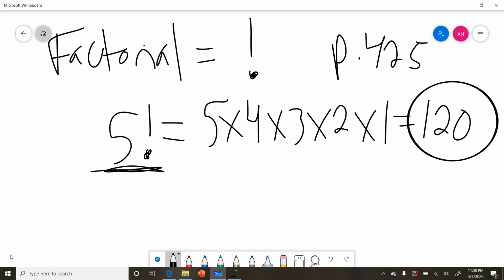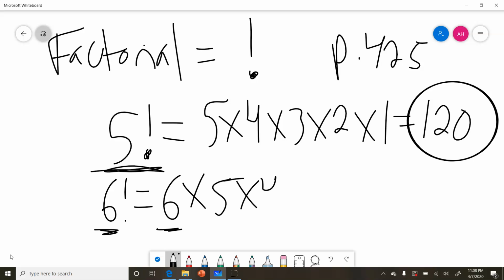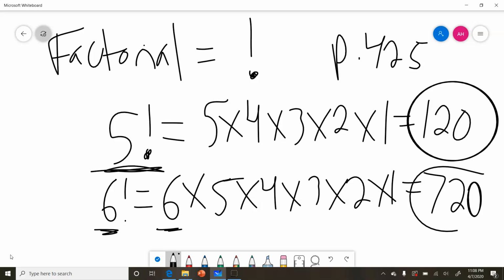Okay, if you need to pause the screen, write that down. That's an easy way to do it. Here's another way we can do it. We could do something like 6 factorial, and that'd be 6 times 5 times 4 times 3 times 2, which is 720. You see how we start with the number and then we just decrease all the way down to 1. So the bigger the number, the bigger the factorial. That's very easy to do.